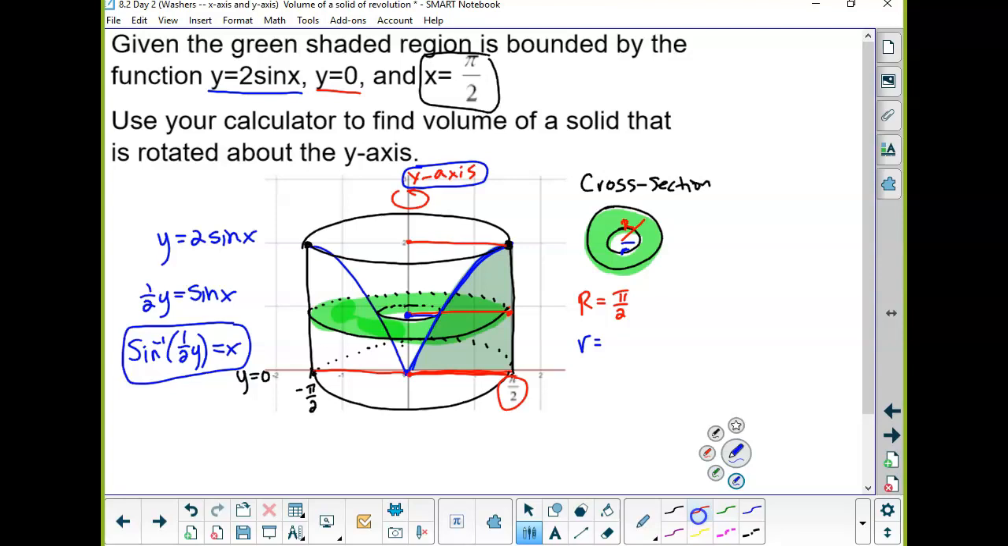Now notice, that's true at any point, even right here when it looks like it doesn't exist. The reason why is if y is 0, sine inverse of 0 is 0. So there's reasons why that's true. And then same thing here. If you plugged in 2 times 1/2 is 1, sine inverse of 1 ends up giving you that same value. But I think that's the hardest part about today. Determining what the radii are.